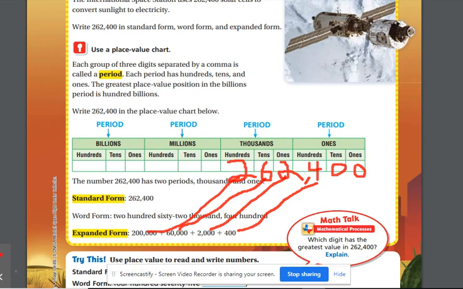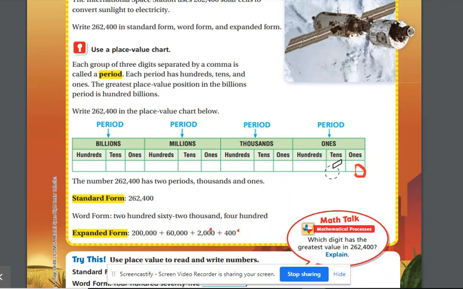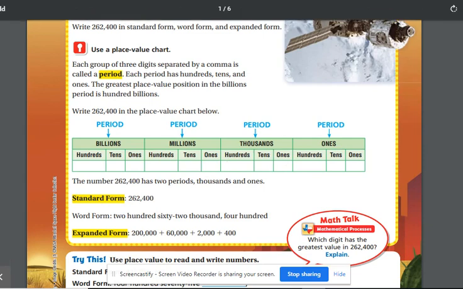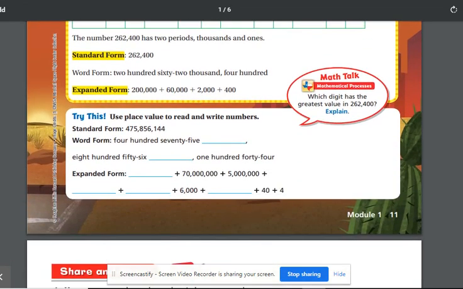Let's erase that and move on. Okay, so we're going to erase that a little bit. Alrighty, there we go. One more. There we go. And now we're going to go back to the pointer here, and we're going to move down a little further to this try this. So it says use place value to read and write numbers.